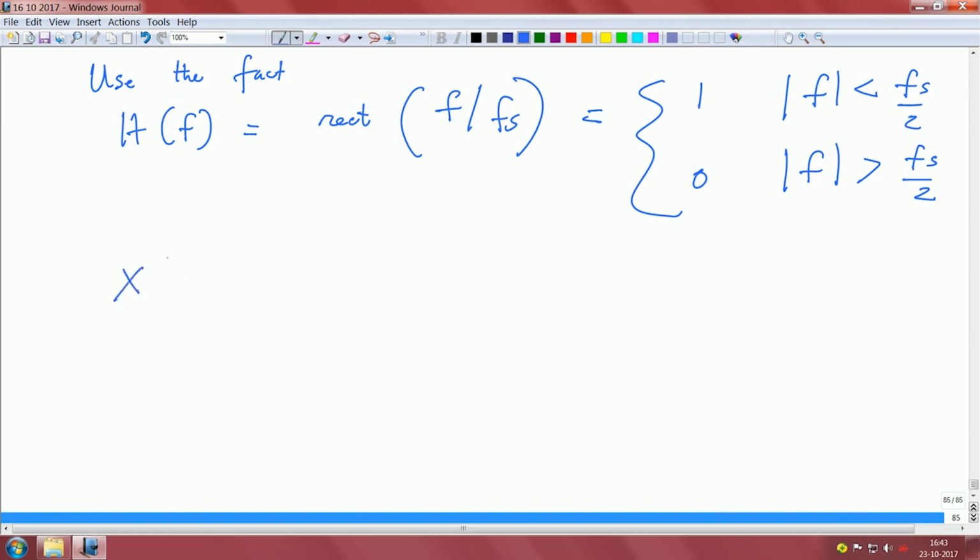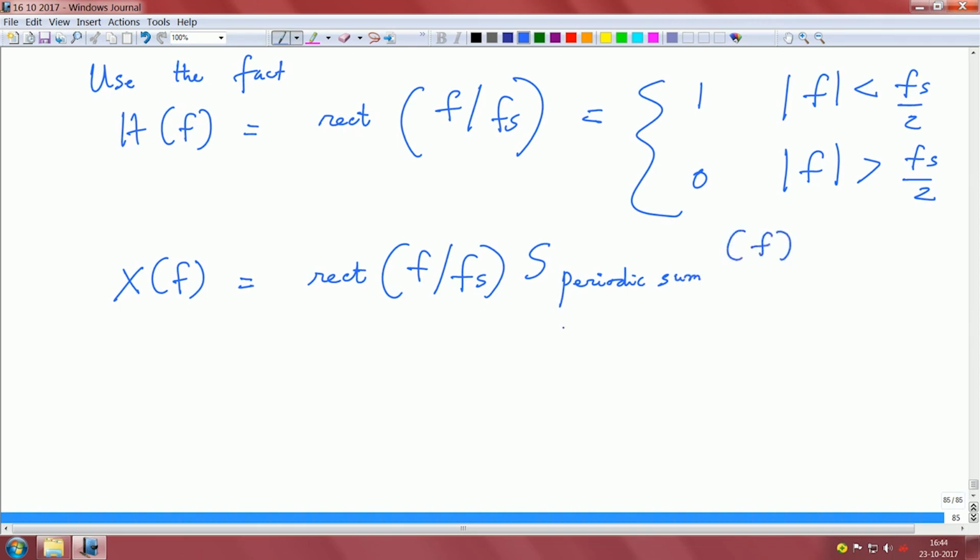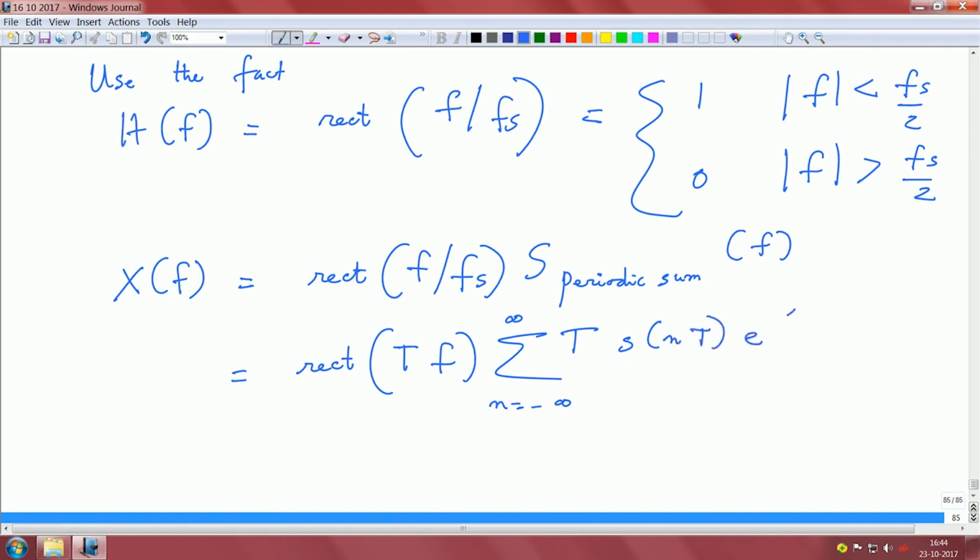Now, S of f is rectangle of f upon Fs times the periodic sum of S of f, and we linked what this periodic sum is. So, this is a rectangle of T times f, because capital T is 1 upon Fs, times the sum over n equals minus infinity to plus infinity, and we can write this periodic sum as T times s of nT with the modulator.